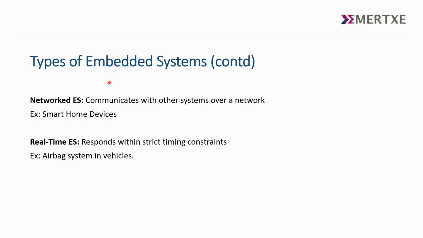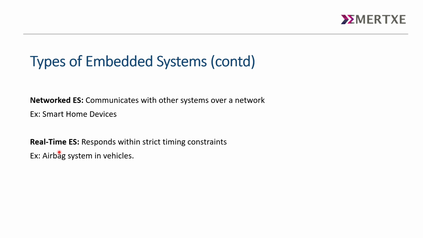The next category is networked embedded systems, which communicate with other systems over a network. A good example is smart home devices. Obviously, all devices in a smart home are connected to other systems over a network. So these are networked embedded systems.